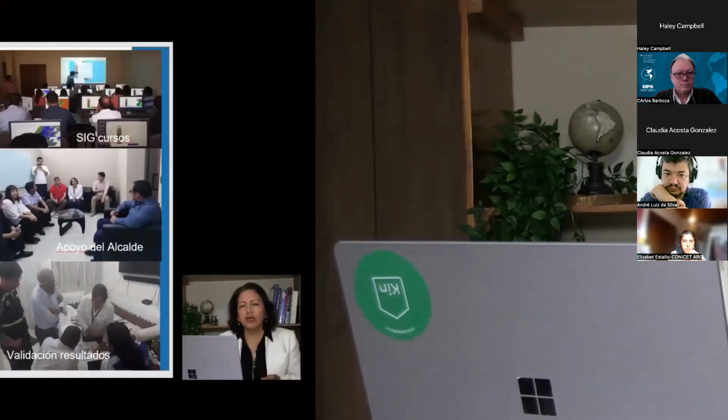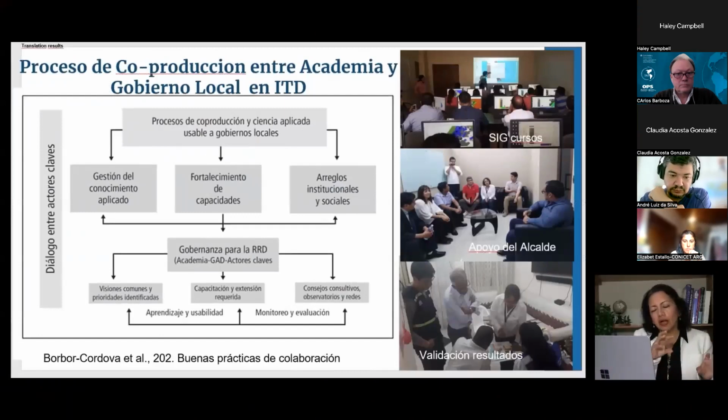So, having discussed a little bit of what we experienced in this project, in this chart I'm going to show the co-production process that we worked on. And it covered these three elements at the top. The first one is managing applied knowledge, applied to a specific solution.